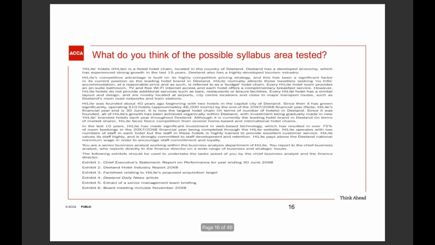For example, if you look at this particular overview, what does it tell you? What do you think would be the possible areas that are being tested? Have a look at this. This is actually your overview for the December 2018 exam.